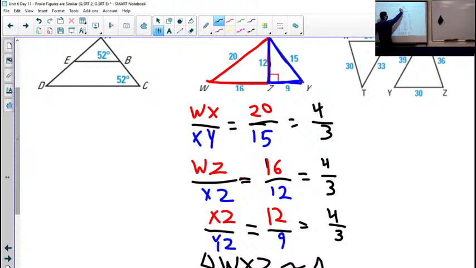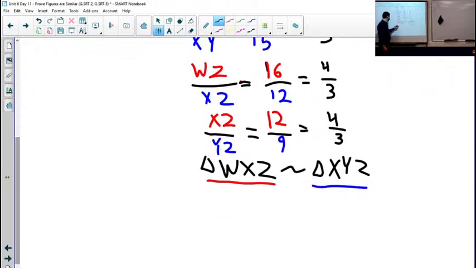This triangle is created by a rotation like this. And so that means W rotates up to X. That means that X rotates down to Y. And Z is still Z. By side, side, side.